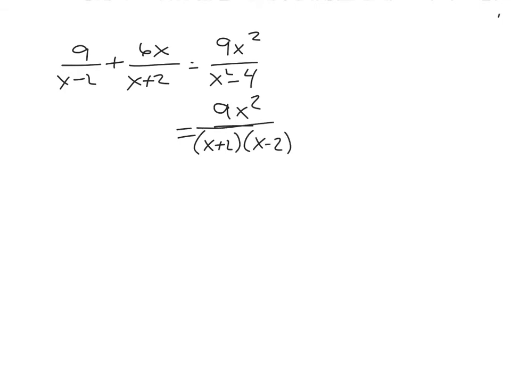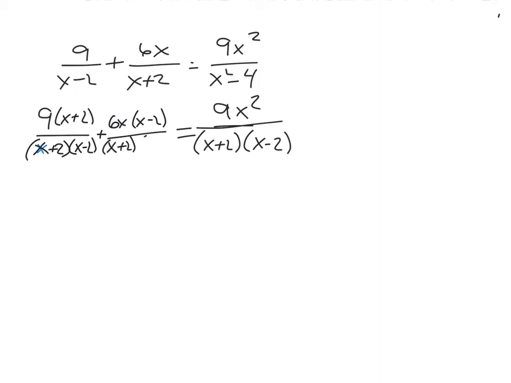Now, the first fraction, what is it missing? It's missing the x plus 2, so I have x plus 2. I've got my, oh, hold on, changed colors on me. X plus 2, x minus 2. And then now over here for the 6x, he's missing the x minus 2. And then I've got my x plus 2, x minus 2. Alrighty, so now everything's good to go.